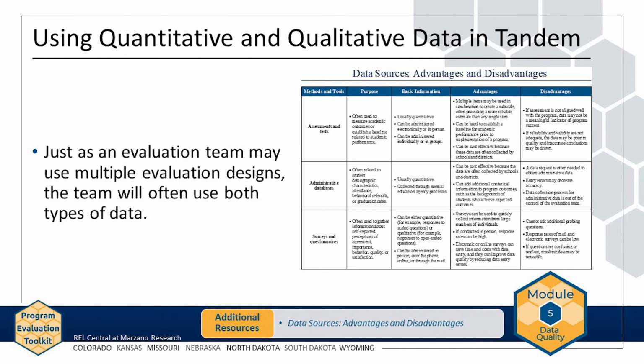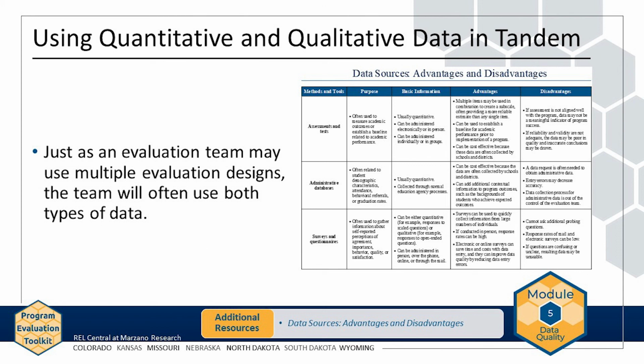From the previous examples, you can see how you might use quantitative and qualitative data sources together to fully address your evaluation needs. Just as an evaluation team may use multiple evaluation designs, the team will often use both types of data. The handout Data Sources, Advantages and Disadvantages, available on the resources page of the website, presents common sources of quantitative and qualitative data, as well as the benefits and limitations of each source.